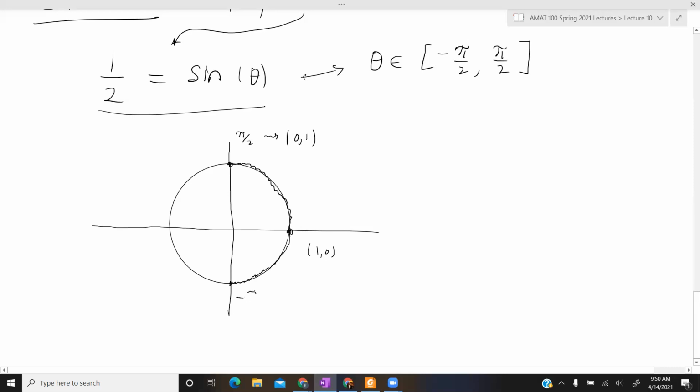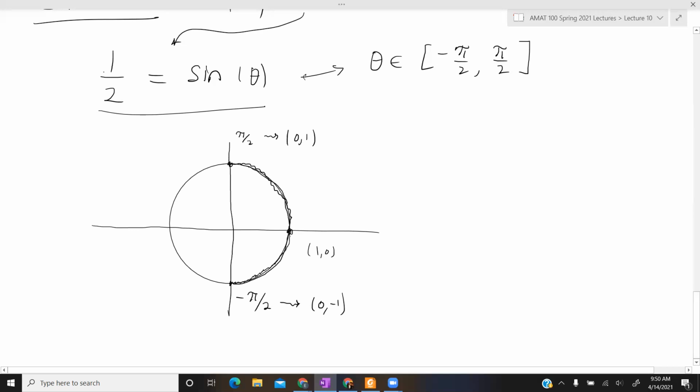And then this is negative pi over 2. Oops. Which corresponds to 0, negative 1. So I'm looking at points on these two parts of this half circle right here. So my y coordinates are coming from these points.